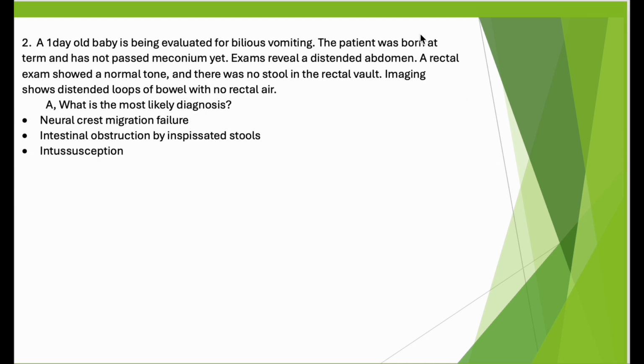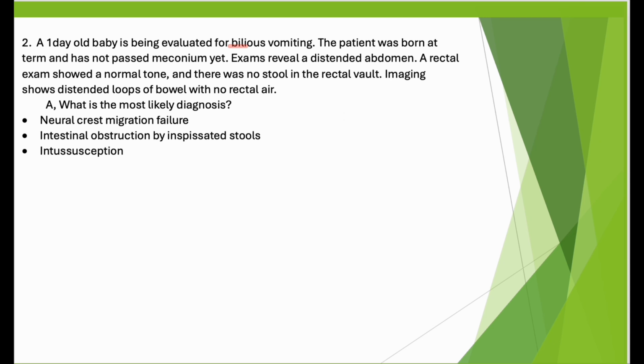The next question says that a 1-day-old baby is being evaluated for bilious vomiting. The patient was born at term and has not passed meconium yet. Exams reveal a distended abdomen. A rectal exam shows a normal tone and there was no stool in the rectal vault. Imaging shows distended loops of bowel with no rectal air. What is the most likely diagnosis? So we have neural crest migration failure, intestinal obstruction by inspissated stools, and we have intussusception.